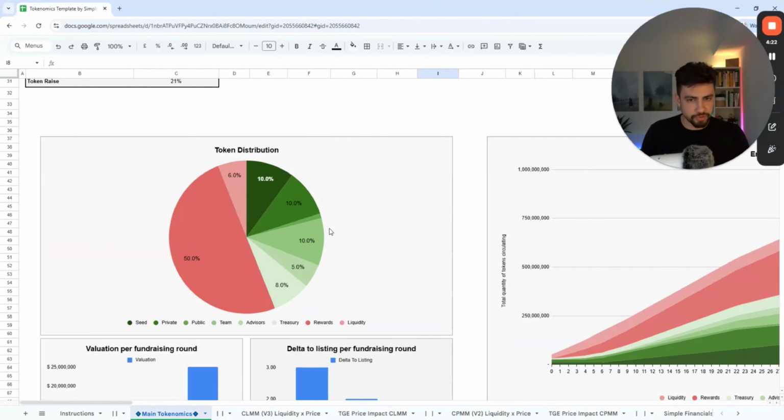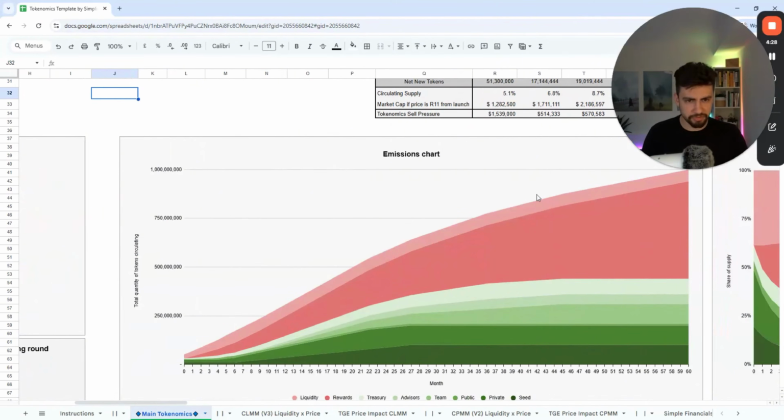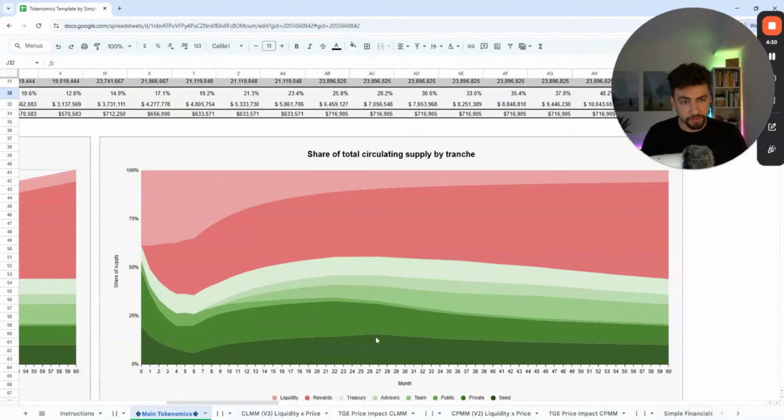So here we have the distribution chart, just showcasing the different allocations. If you want, you can change the colors of it. Here we have the emissions chart. Here we have the share of circulating supply. This I've never seen anyone else do, only we do it. And in essence, this just showcases out of the tokens which are currently out there and unlocked, how many of them are from different tranches.